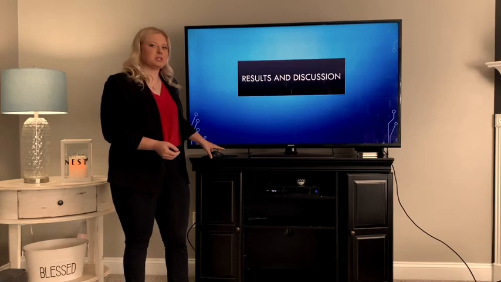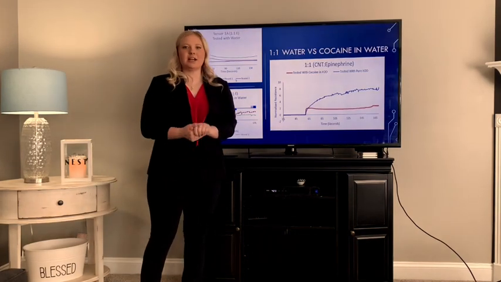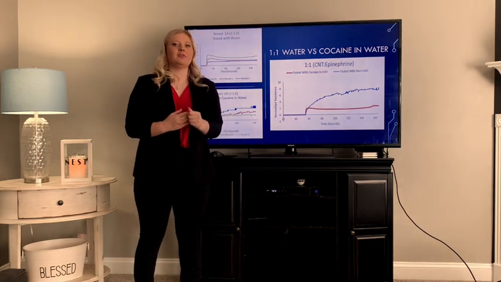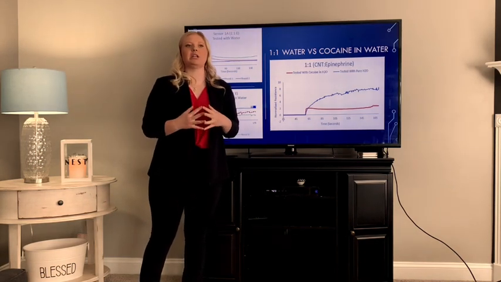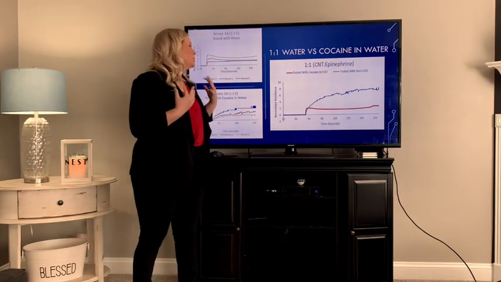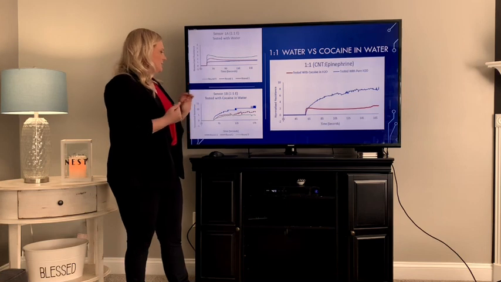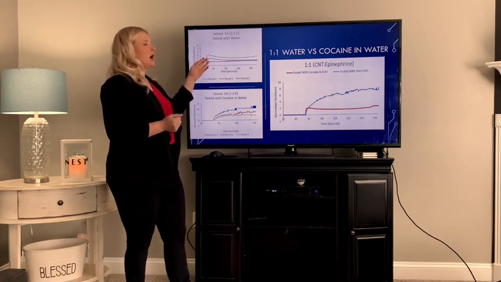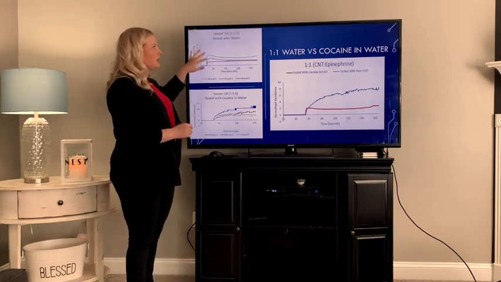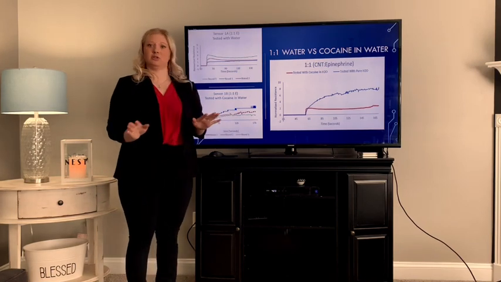So now on to the results and discussion from this testing. As you can see, and as you can imagine, a lot of time and effort went into this data collection, and then also into analyzing and compiling in order to produce these graphs. So what you can see on the left here is 3 different trials with each sensor. So these 3 lines here are identical sensors tested with an identical solution of water.